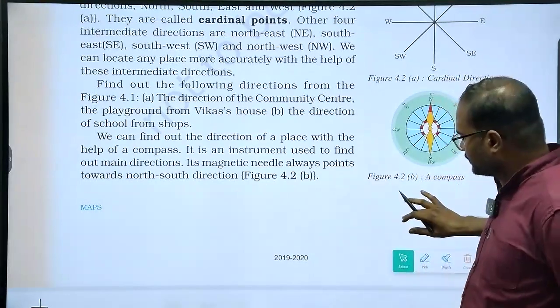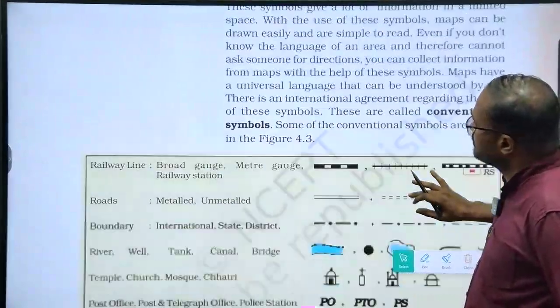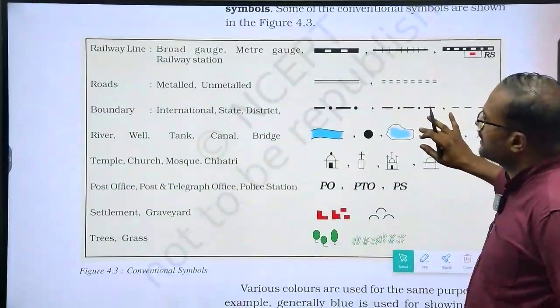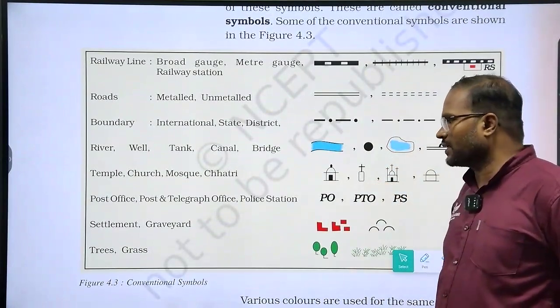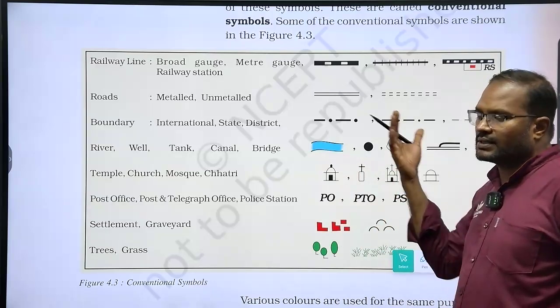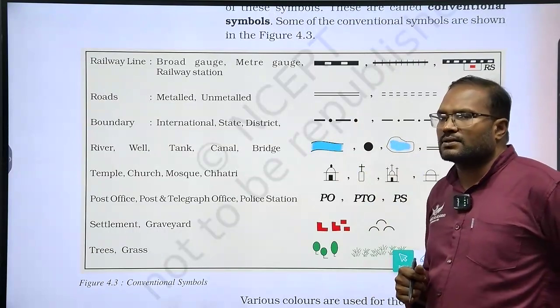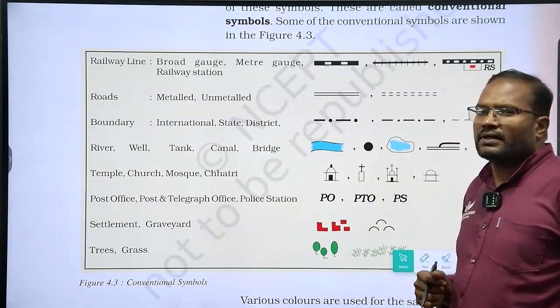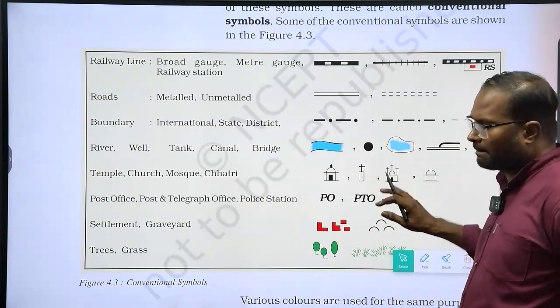Okay, right. If you have the compass, then symbols and all we know. Okay, so metal road, railway line, roads, boundary, river, temple, post office, settlement, graveyard, trees and all. So just to come to know, these are all the symbols. Okay, so it is very easy for us to go through the atlas basically. Okay, right.